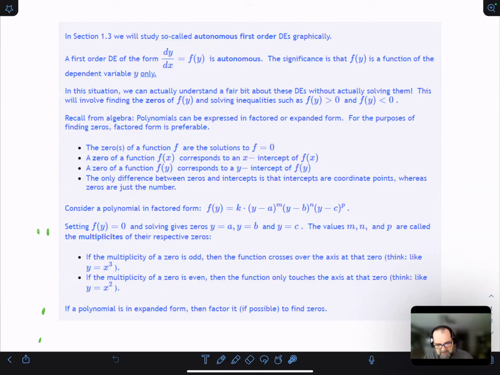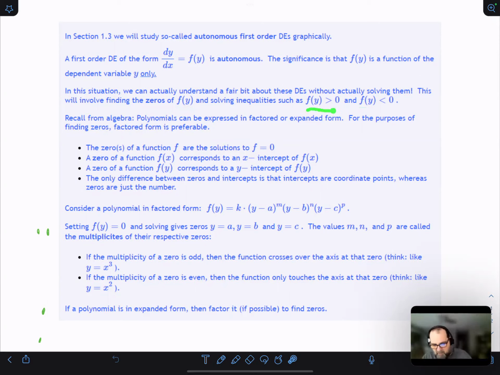So the significance here is that f of y is a function of y only, no x's, right? In general, this function could be f of x comma y, but when it is an f of y only, that is when we call it autonomous. In this particular situation, and we will talk more about it when we get to there in the notes, we can again understand a fair bit about the solution to these DEs without actually solving them. And the method involves finding the zeros of the function f of y and solving inequalities such as these.